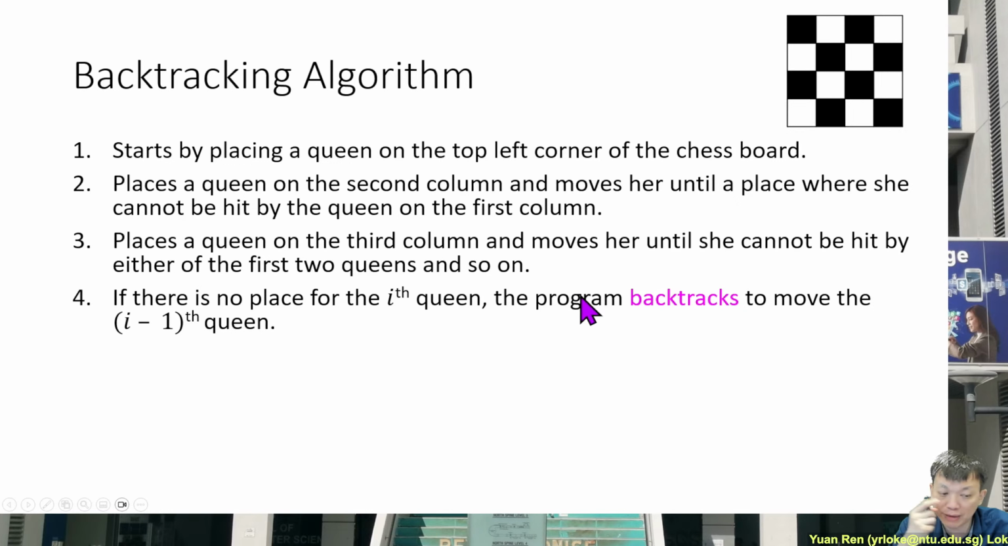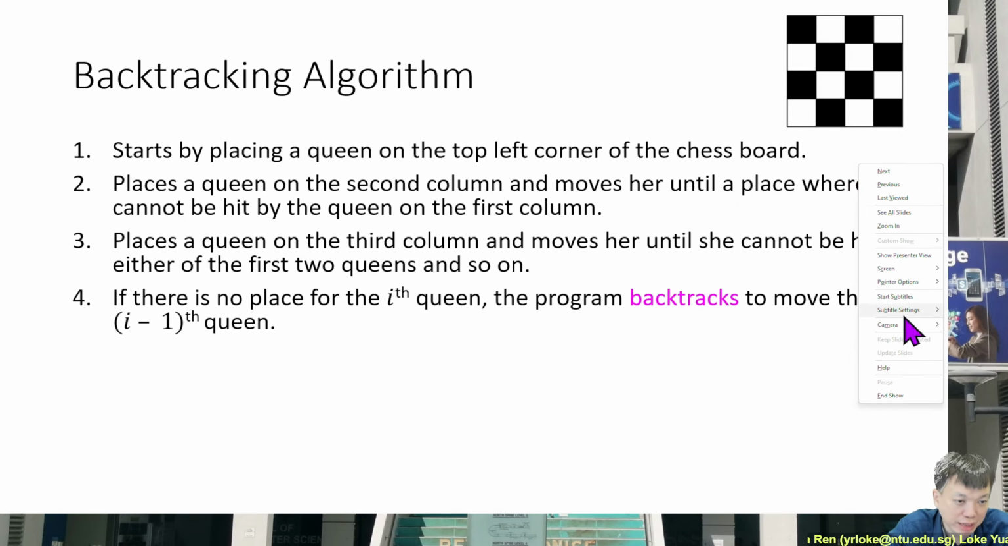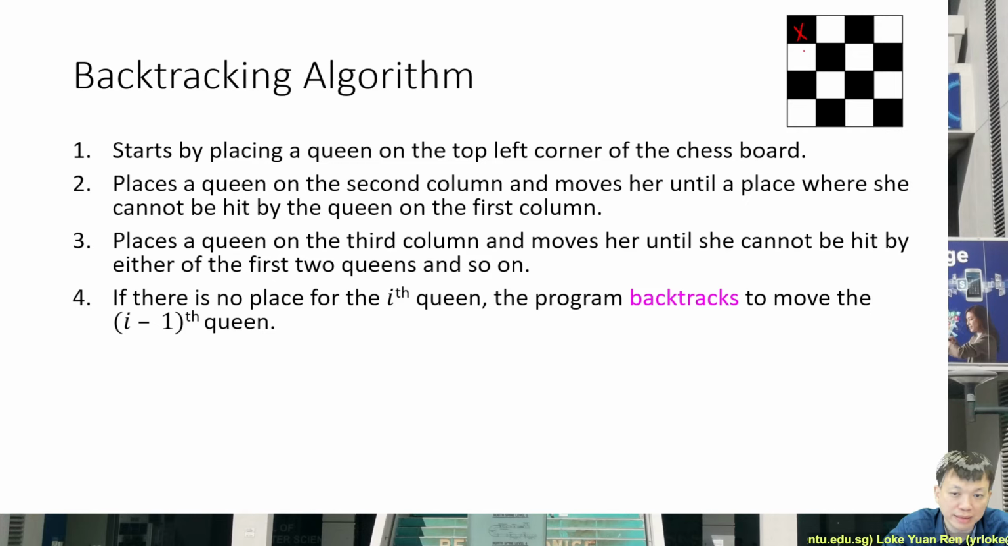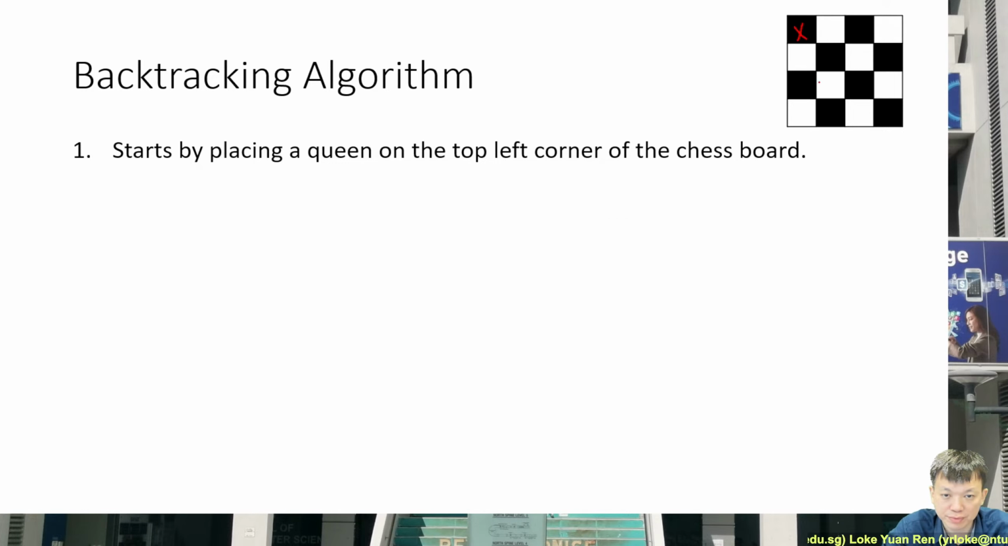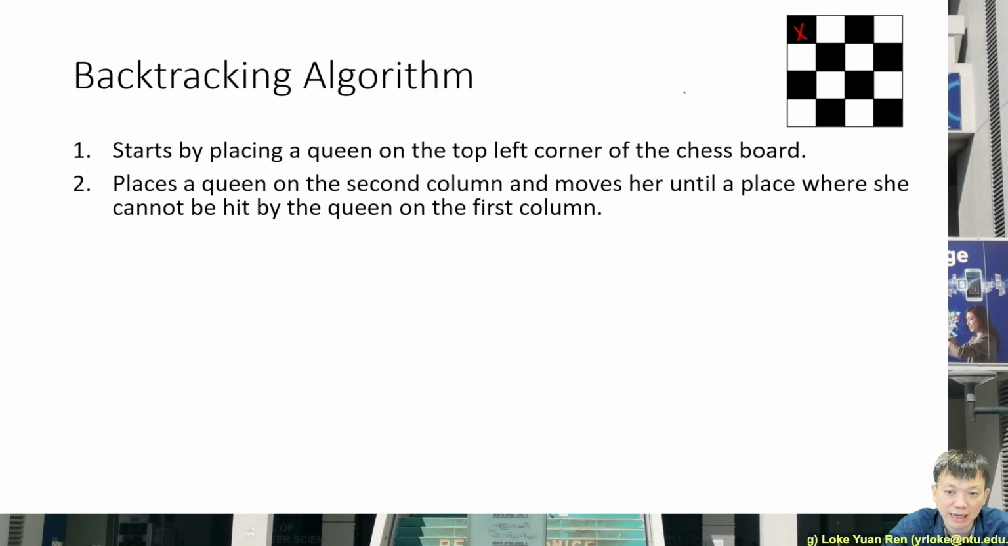Let me try this way, the idea behind. As I said, if I put a queen here in the first column, top left corner, then I put the second queen in the second column and place it where it cannot be hit. Right now there's only one queen. So the second queen you definitely cannot put here. You cannot put it in the first place, you will be attacked by her, sorry. This one also cannot. Then you can only choose here.